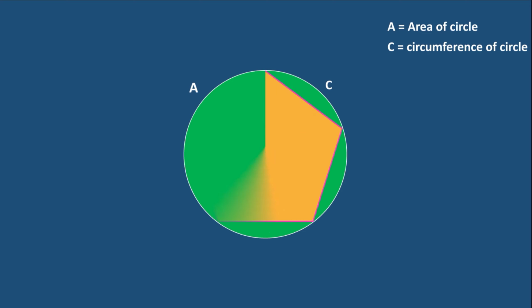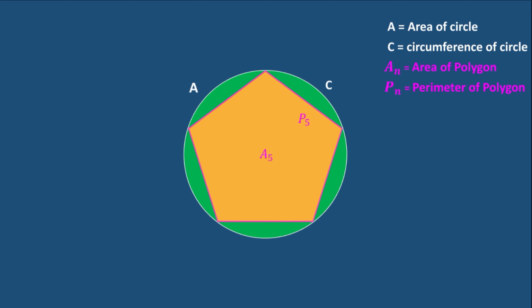Suppose we have a circle whose circumference is c and area is a. And a regular polygon having 5 sides is inscribed in this circle. P5 is the perimeter of this regular polygon and A5 is the area. Look at this carefully, and we will know that its area is less than the area of the circle because the regular polygon has not yet covered the area of this circle completely. The perimeter of this polygon is less than the circumference of the circle.